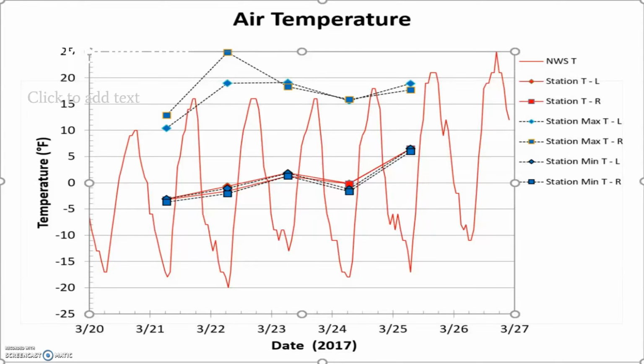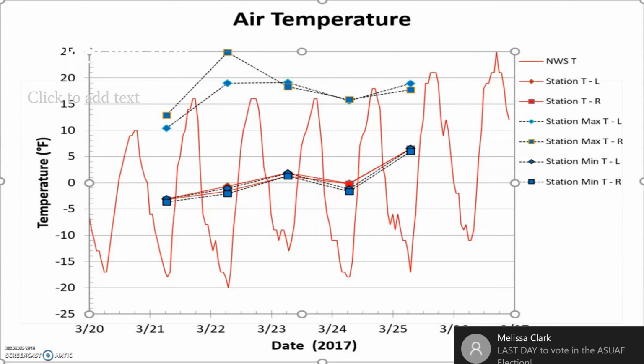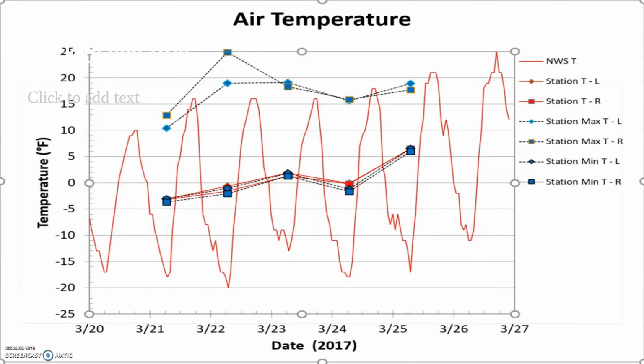The NWS reported a temperature at the Fairbanks Airport of negative 20, about 19 degrees different, which is a pretty big discrepancy from what I recorded at the same time. My maximum recorded temperature for that 24-hour period was 19 degrees Fahrenheit, and my minimum temperature was negative 1.1 degrees Fahrenheit, which is close to what I observed.